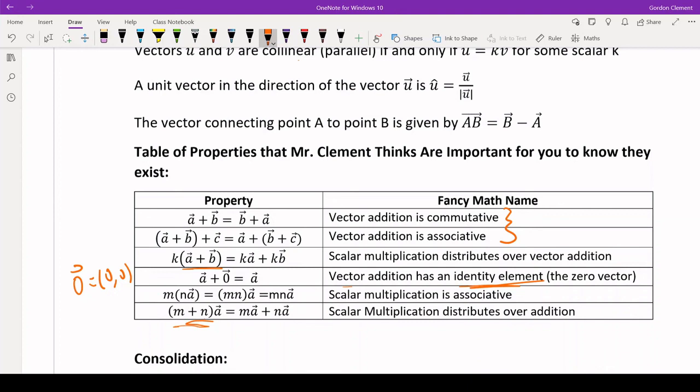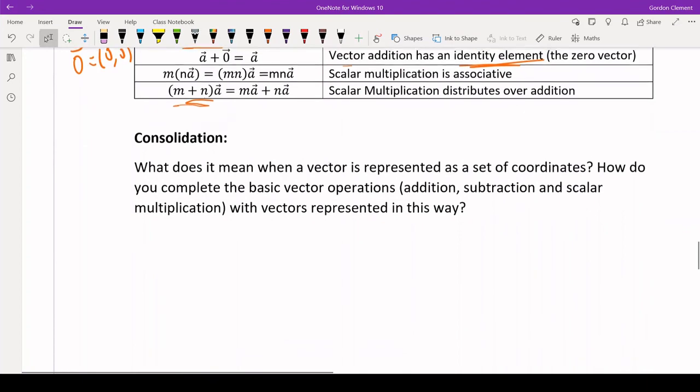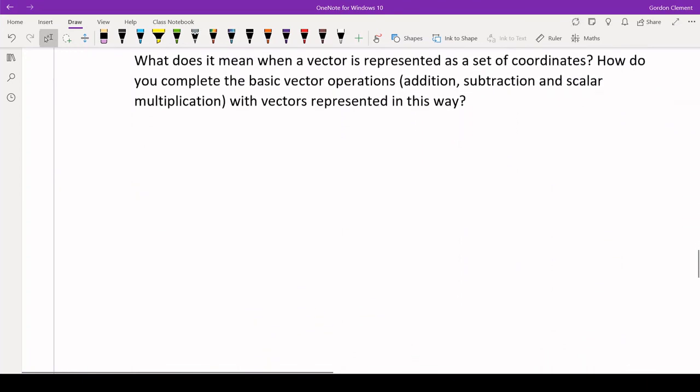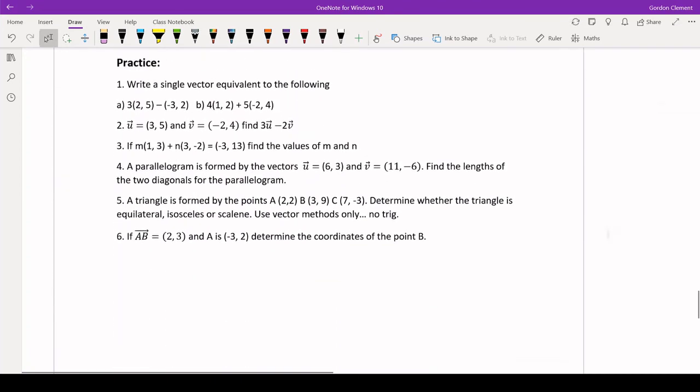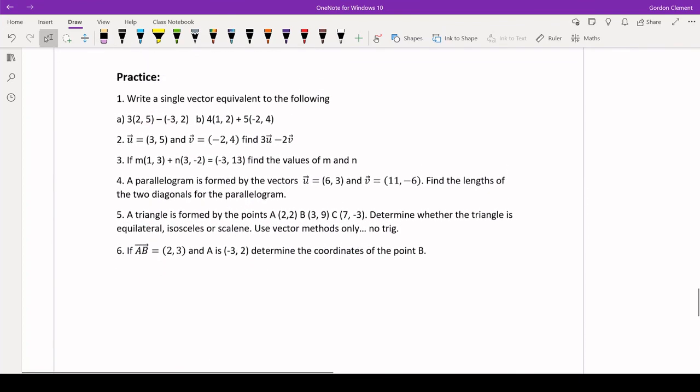So again, they all have fancy names, but basically these properties are saying these new operations that we haven't dealt with before do behave in the way that you want them to behave. So just important to point these out, that they exist. Some consolidation for you to make a note about what this lesson was about, and then again right into the practice that you can work on in class.